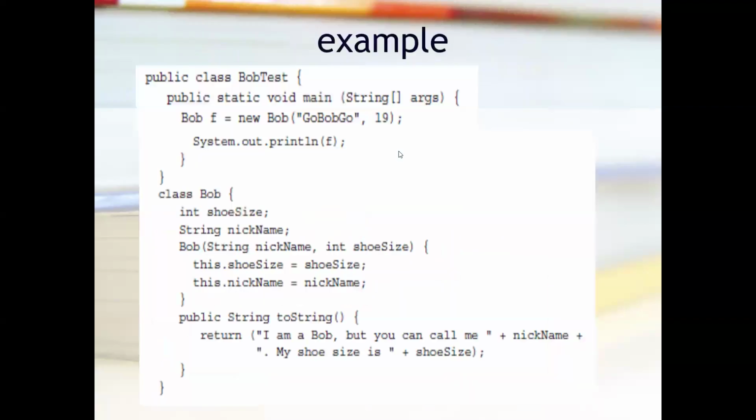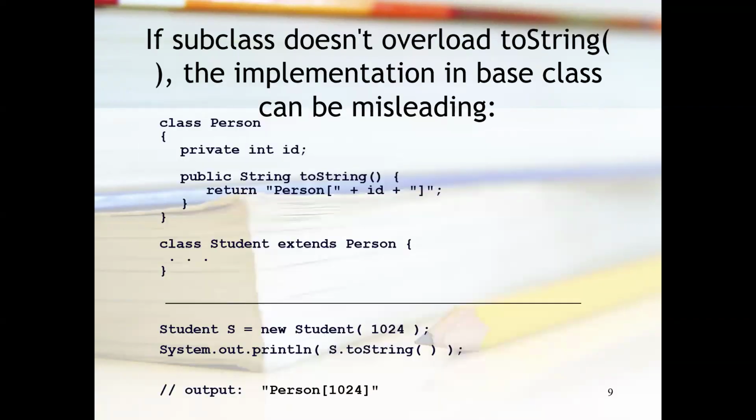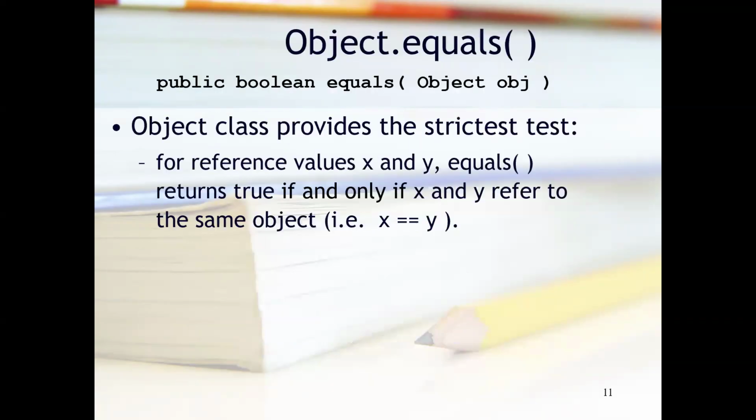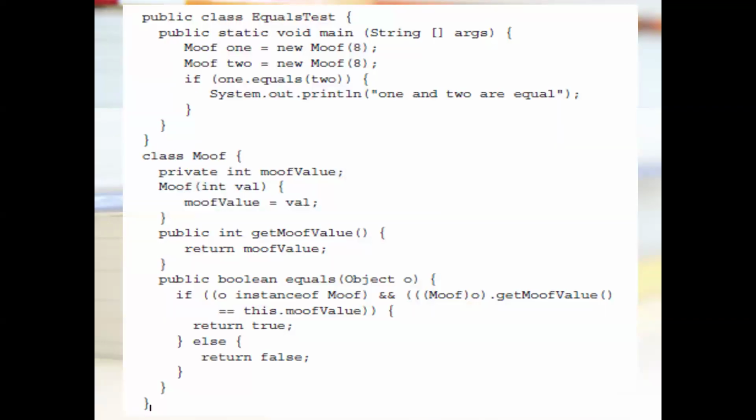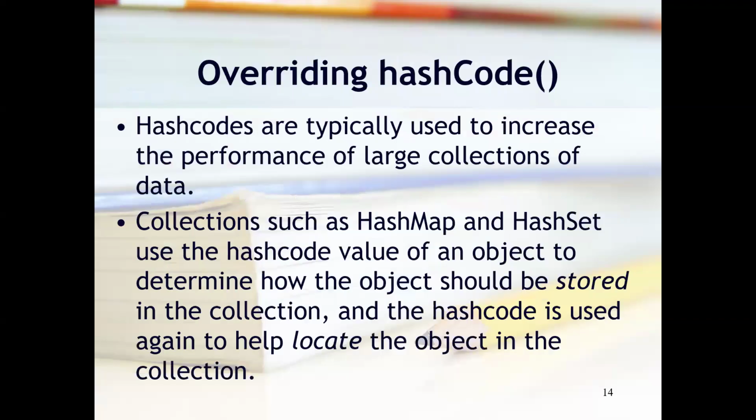We have discussed the class types and the toString method, and we have discussed the equals method. If either object is null, equals returns false. If the classes are different, equals returns false. Therefore, the equals method will return true if and only if the two references refer to the same object. That is the default implementation of the equals method.